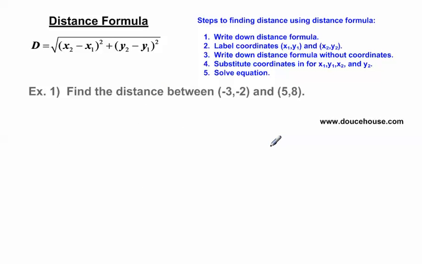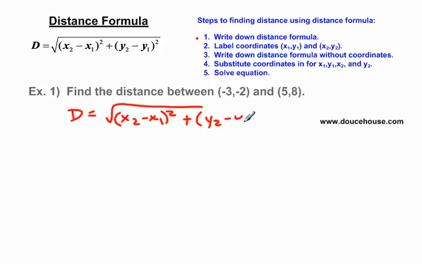The first example says find the distance between (-3, -2) and (5, 8). And I'm going to look straight up here at my first step, and it says write down the distance formula. So I'm going to write this down exactly as I see it above. So x2 minus x1 in parentheses. We have a plus sign. We have a y2 minus y1 in parentheses. Now, by writing this equation down, you're just organizing things a little bit easier. You might not have this equation anywhere on your paper, and so again, it's going to help you organize your thoughts.